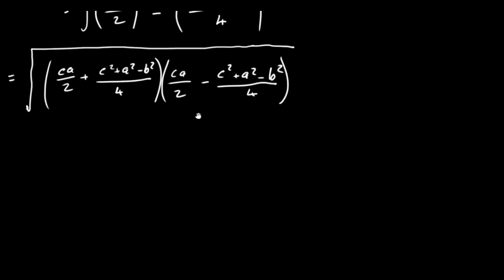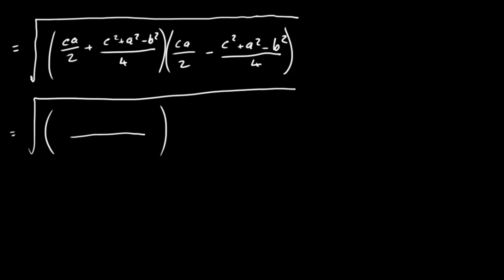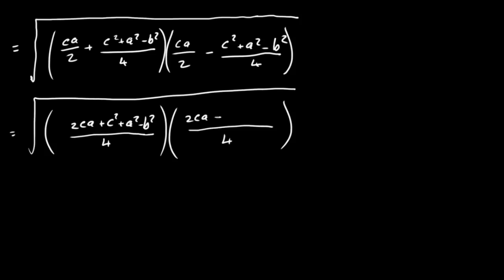Okay, next thing I'm going to do is just add the fractions. So in the first bracket here, I have a common denominator of 4. So that'll give me 2CA on the top plus C squared plus A squared minus B squared. Over here, same kind of thing. I'm going to have a common denominator of 4. That'll give me 2CA up here. Now, here then I'm just going to end up with minus C squared plus A squared minus B squared.